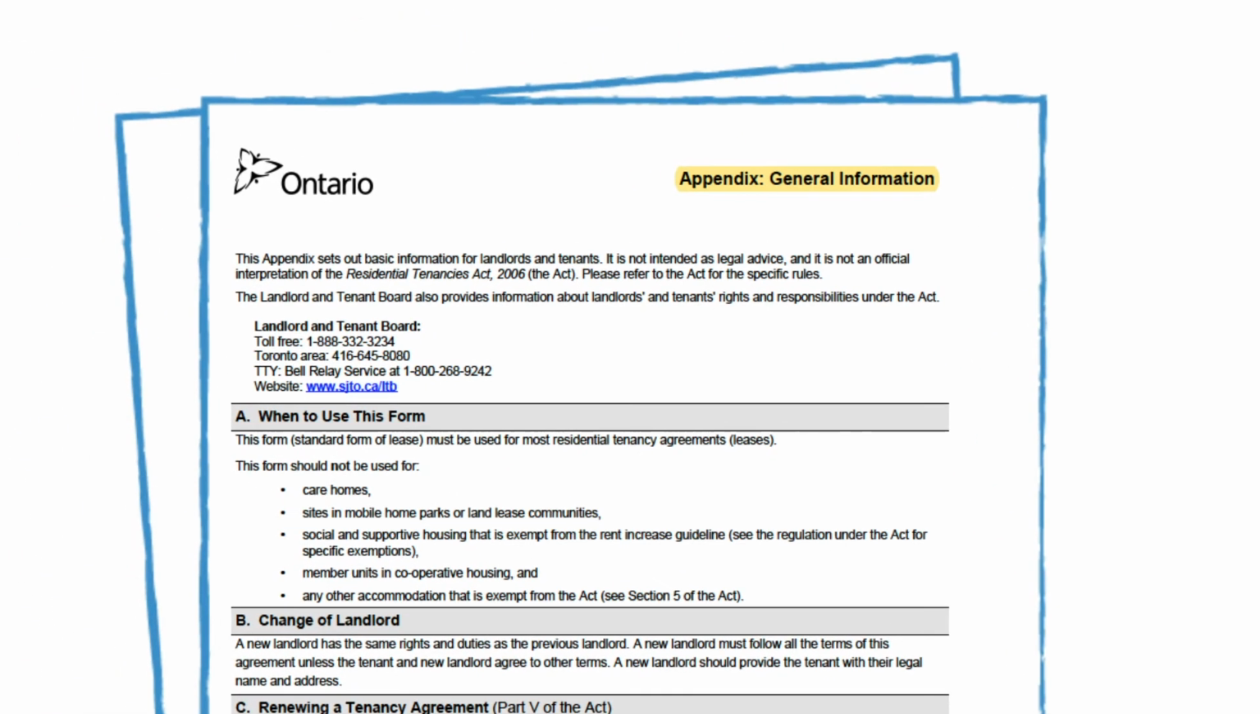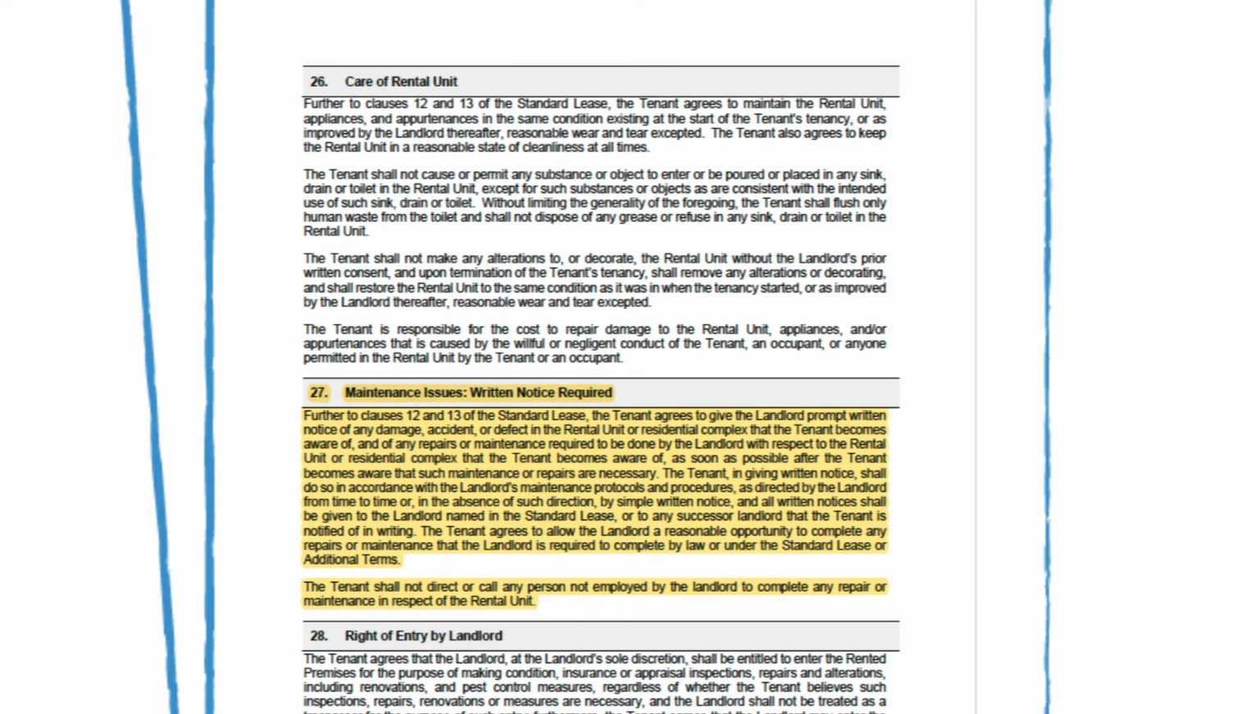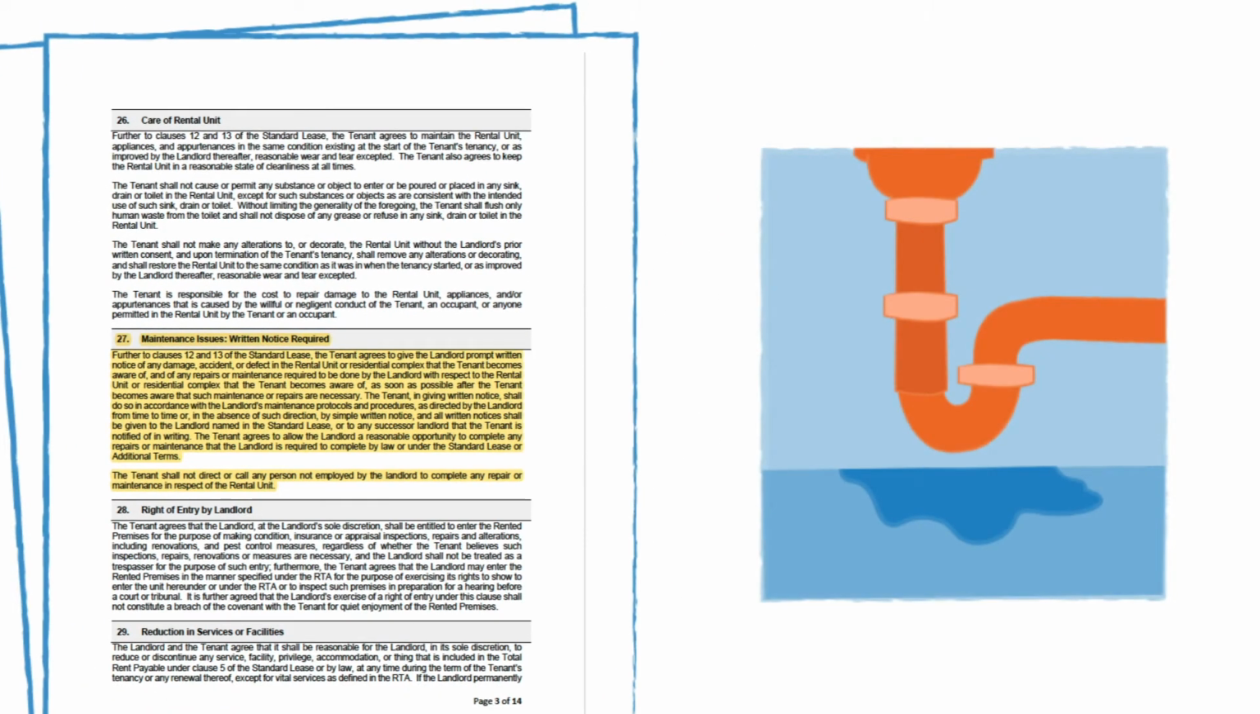The additional terms outline a lot of areas, but we will only highlight a few. Section 27 outlines that any maintenance issues or concerns will be reported in writing to the landlord. The landlord's contact information is listed on this lease.